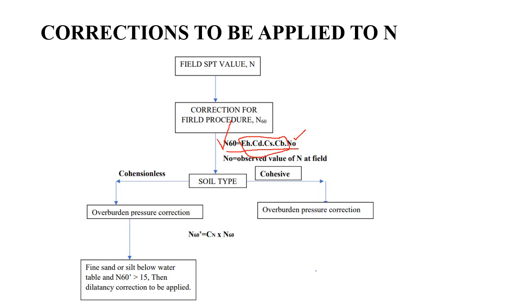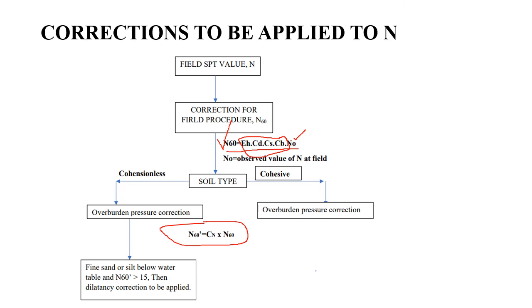The first thing you have to see is whether it's a cohesionless soil or a cohesive soil. This overburden pressure correction is applicable to all types of soils, because every soil will have an overburden pressure at various depths, which increases with depth. So you apply the overburden correction to all types of soils. After finding the corrected N60 value, you see whether it's cohesionless or cohesive. If it's cohesive, then directly apply the overburden pressure correction. How to apply it? That will be this equation.